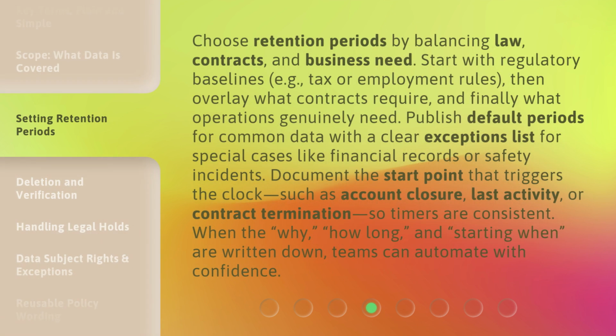Choose retention periods by balancing law, contracts, and business need. Start with regulatory baselines, e.g., tax or employment rules. Then overlay what contracts require, and finally what operations genuinely need. Publish default periods for common data with a clear exceptions list for special cases like financial records or safety incidents. Document the start point that triggers the clock, such as account closure, last activity, or contract termination, so timers are consistent. When the why, how long, and starting when are written down, teams can automate with confidence.